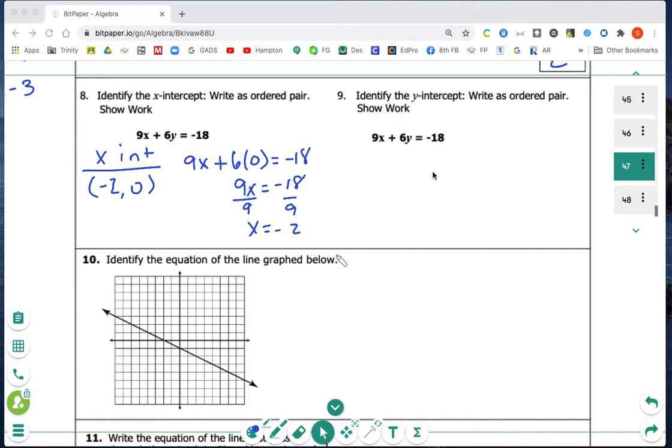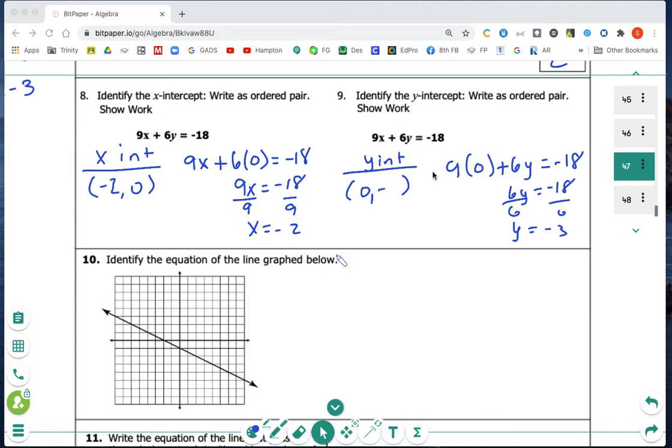My y-intercept, I know that my x is 0. So I'm going to do 9 times 0 plus 6y is equal to negative 18. 6y is equal to negative 18. Divide by 6, divide by 6. Y is equal to negative 3. So my y-intercept is 0, negative 3, and my x-intercept is negative 2, 0.